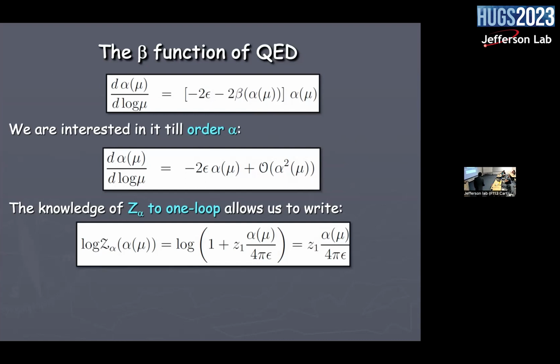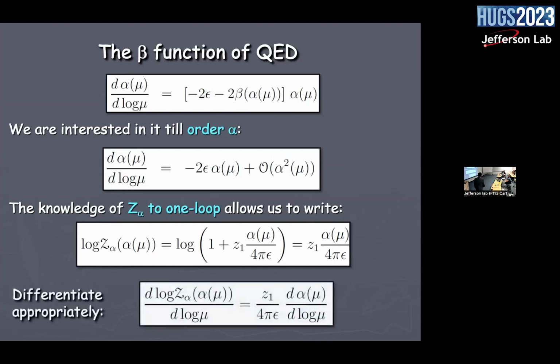Now, so this is something that I know. On the other hand, I also have calculated Z alpha to one loop order. Remember, we have calculated this renormalization constant, and this was just 1 plus Z1 alpha over 4 pi epsilon. So it is log of 1 plus x, and I can again expand log of 1 plus x in small powers of x, because x is small, alpha is small. So log of 1 plus x is just x plus x squared plus x cubed, but those are higher powers in alpha.